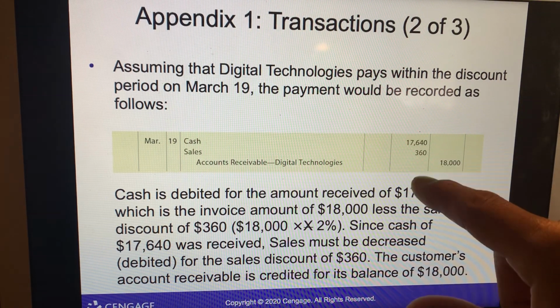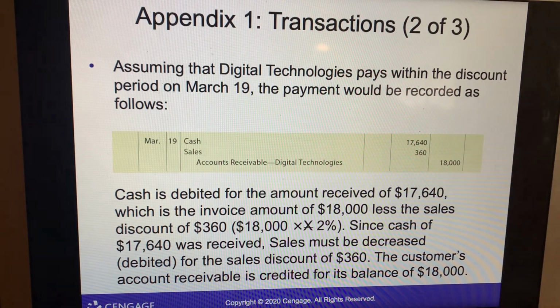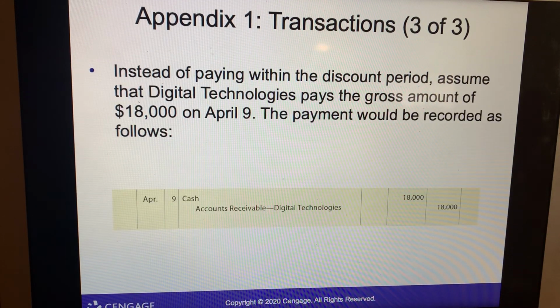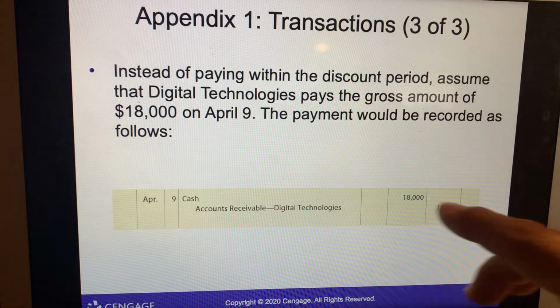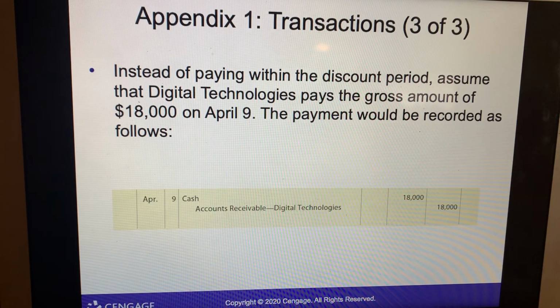So we got money. That actually went to sales because they didn't pay within the discount period. And then here it is. We received cash, and then $18,000.